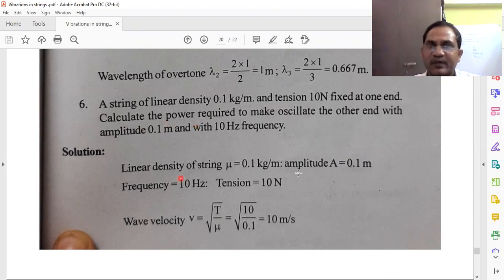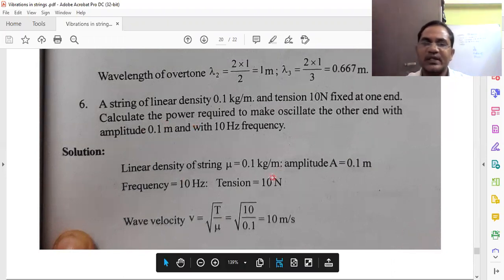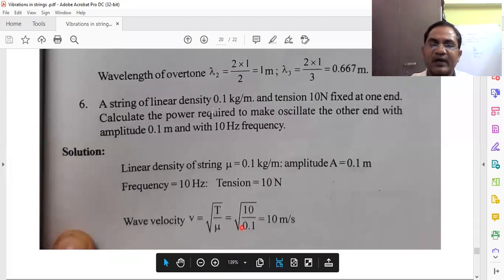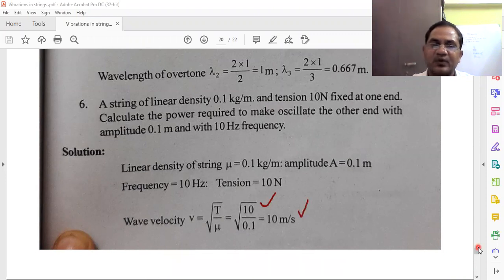So we have to calculate the power. What is the power? Power is equal to force into velocity. So first we require the velocity. Velocity of the transverse vibration v equals root of T by mu, root of 10 by 0.1, so we get 10 meters per second.